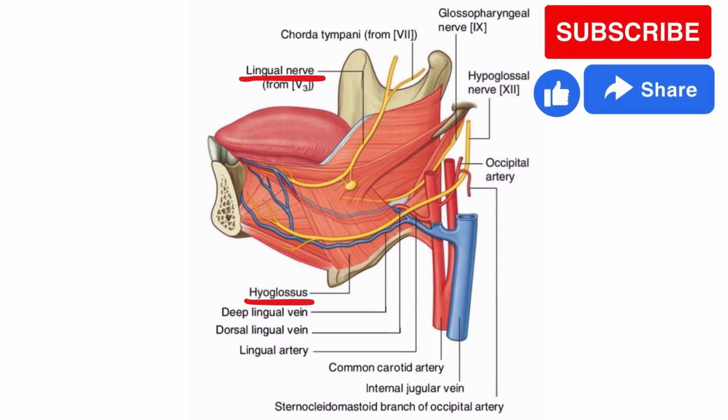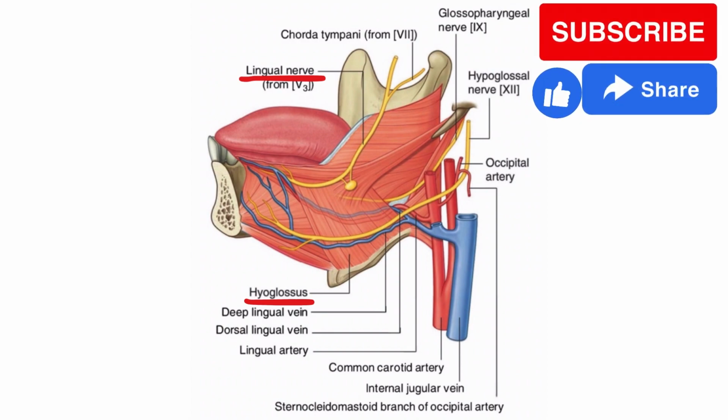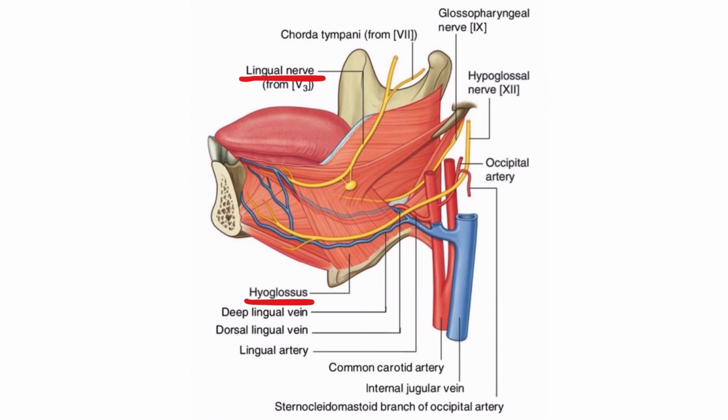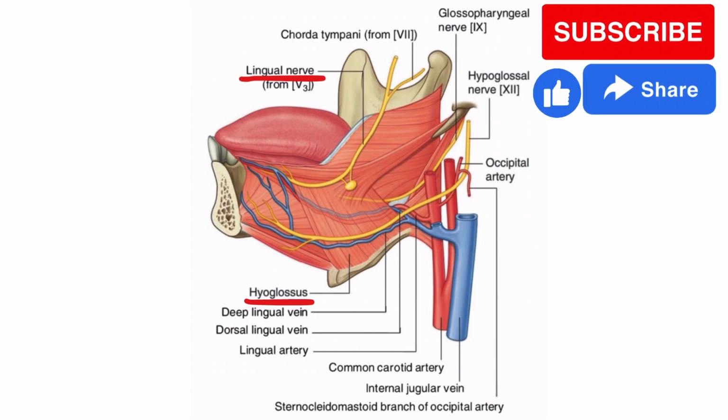The hyoglossus muscle is located in the floor of the mouth and is responsible for various movements of the tongue. It originates from the hyoid bone and inserts into the side of the tongue. The hyoglossus muscle helps depress and retract the tongue as well as assist in narrowing and elongating the tongue.